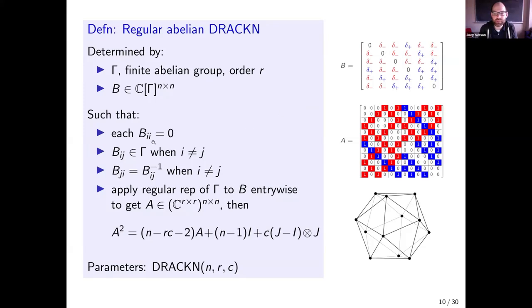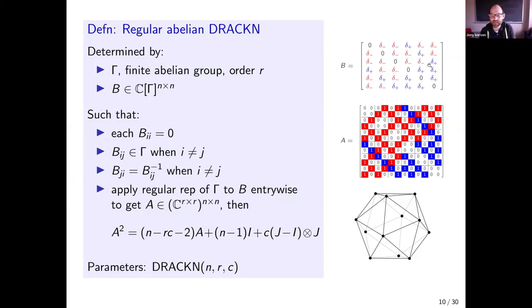And I demand some properties. First of all, I demand that down the diagonal, I have all zeros, like in a signature matrix. I demand that off the diagonal, I don't have crazy linear combinations of my group vectors. Actually, I just have one of the basis vectors from the group. So a pure group element, you might say, off the diagonal. And then because I eventually want this matrix to be self-adjoint, I insist that its ji entry is the inverse of its ij entry off the diagonal. Okay, so that's some stuff.